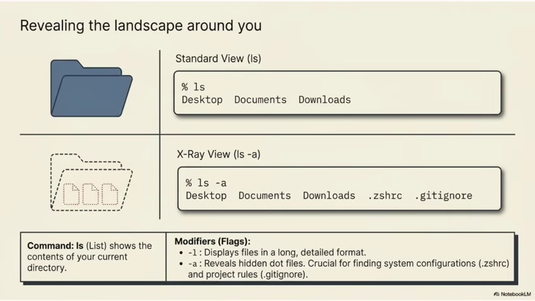Two flags to know. The -l displays files in a long format with permissions, file sizes, and timestamps. The -a reveals hidden dot files. Combining them, as in ls -la, gives the full X-ray detailed view, the most useful form for development work.